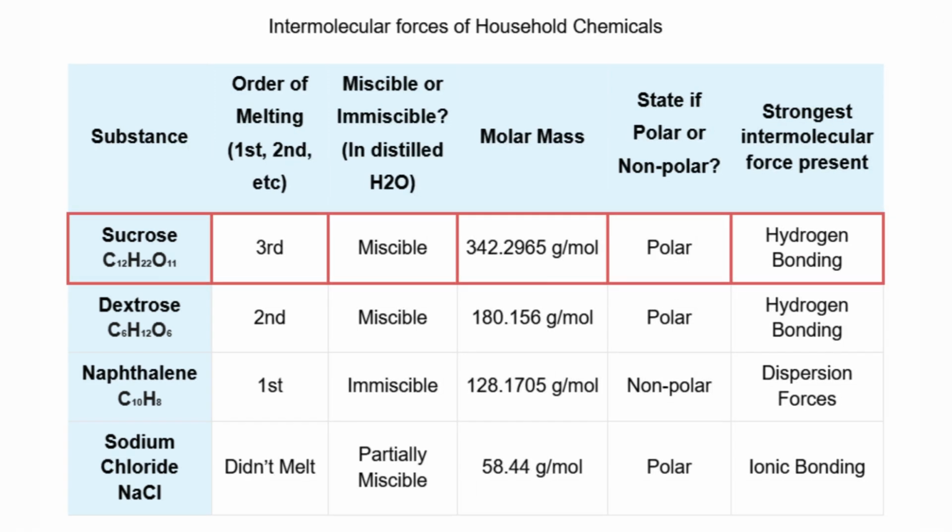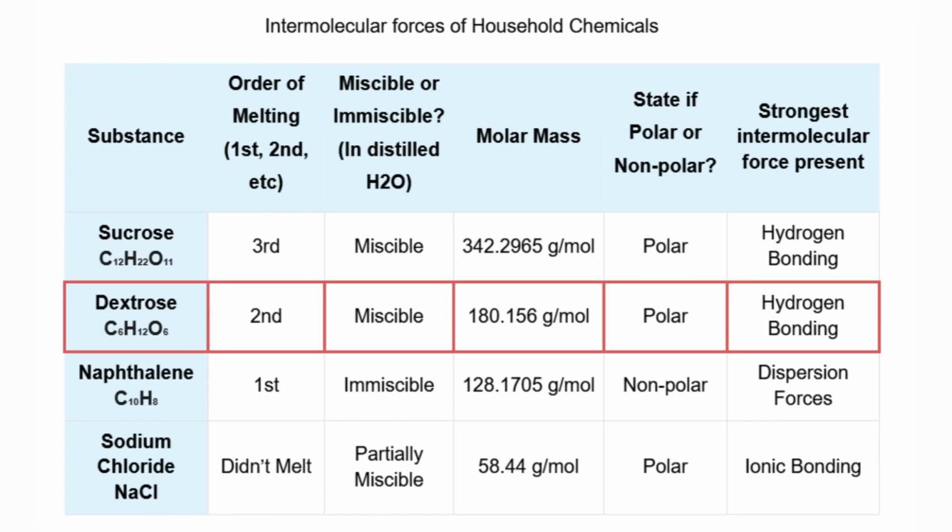When looking at sucrose, we know that it was the third to melt out of the four chemicals, but that was about after 4 minutes had passed since turning on the hot plate. It was also miscible in the distilled H2O, which means that it had dissolved in the water. Because it dissolved in the water, and we know that water is a polar substance and like dissolves like, we know that sucrose is a polar molecule. To further reinforce that, because there's a hydrogen and an oxygen atom within the chemical formula of sucrose, the strongest intermolecular force present will be hydrogen bonding, which also makes it a polar molecule.